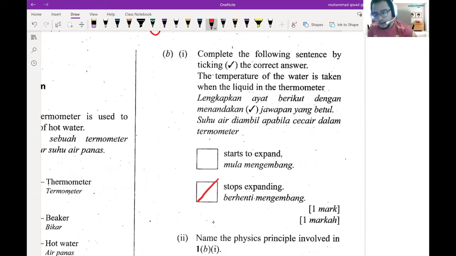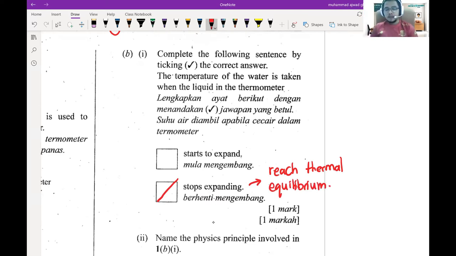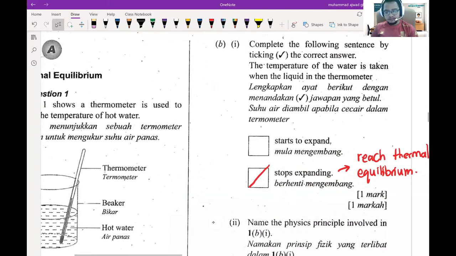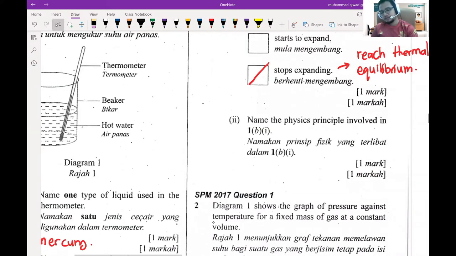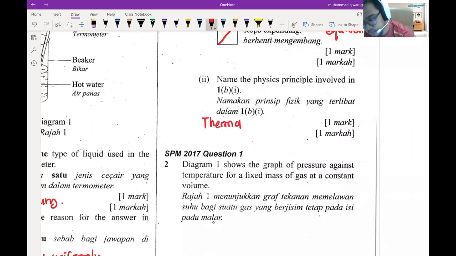So dia dah stop. Waktu dia stop ni maksudnya dia dah reach, the mercury has reached thermal equilibrium. Then you take the reading. Tapi sekarang tak pakai dah. Kita pergi mana-mana pun pakai apa tu? Thermometer tint, kan? Infrared. Name the physics principle. Thermal equilibrium.